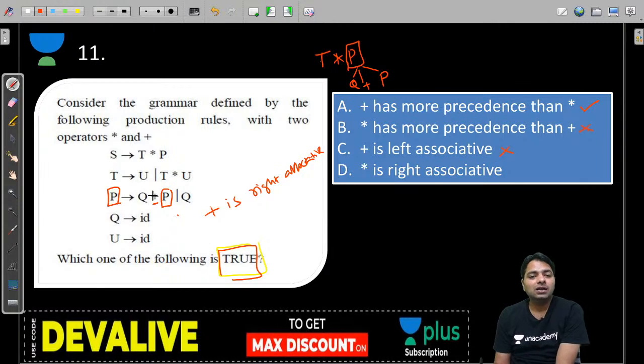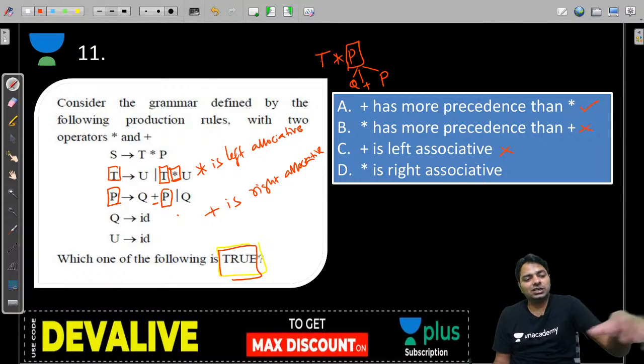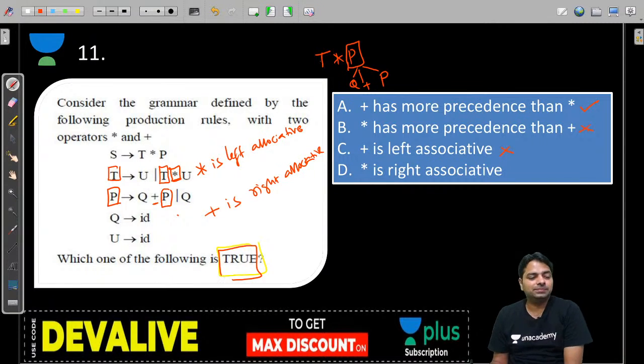And what about star? You look at the star here, and T is there on the left side. So it's forming left recursion. So star is left associative because it has left recursion. Remember that. So star is right associative is wrong. It's actually left associative. So option A is correct. Okay, this is how we compute very quickly.